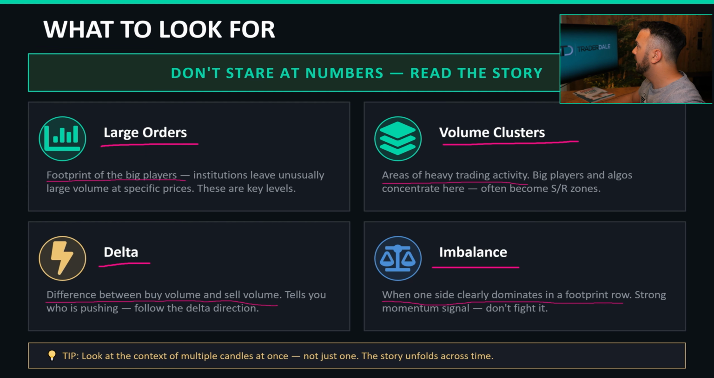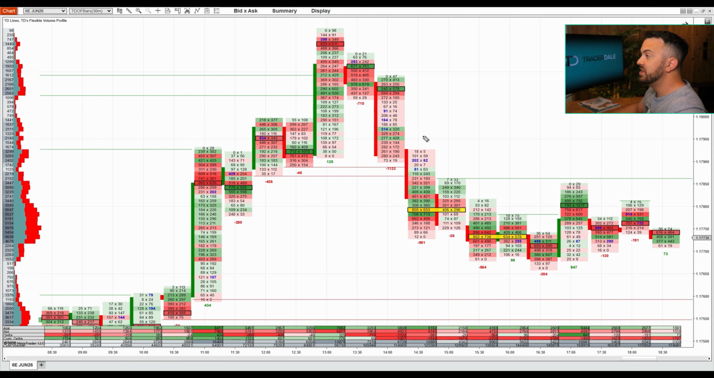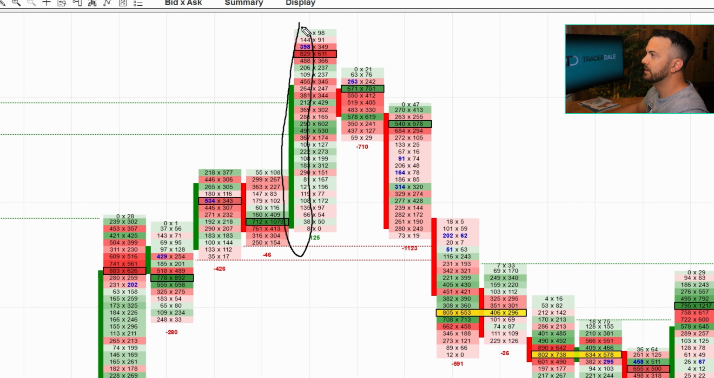Now let me switch to my trading platform and let me show you. So here is a NinjaTrader 8 platform with my custom-made order flow indicator, and this is the bid-ask setting, which means that it shows bid here and ask here on the footprint.